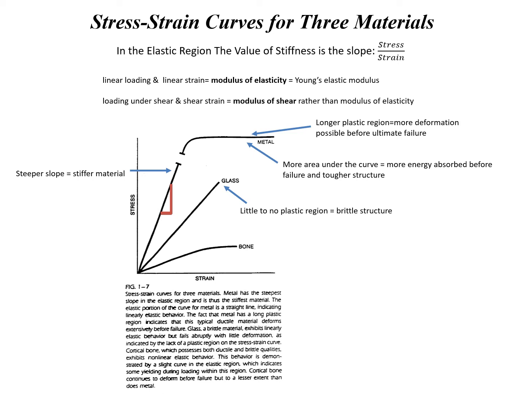Glass is interesting in that it's linear. Let's say it's loaded in tension. We have this linear behavior, and then it just reaches its failure point. So it really can't be stretched and deformed into a region where it just stays deformed. As soon as you reach that yield point, it fails. So it's called a brittle structure.